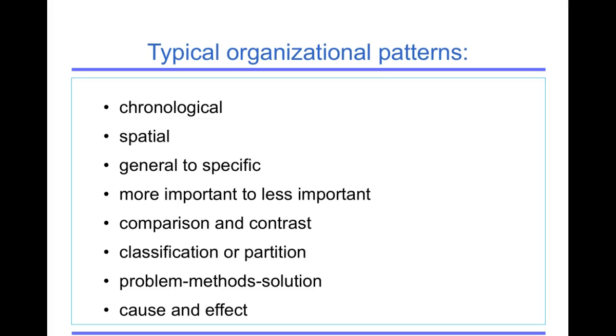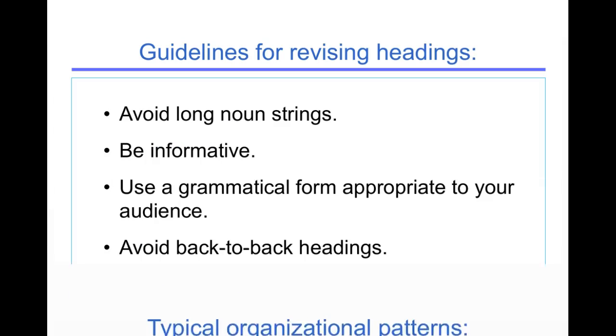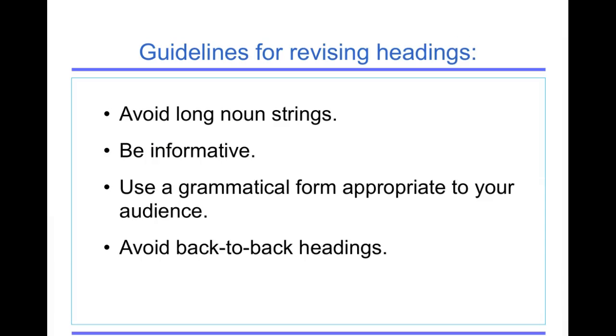Classification is putting something into a group, so grouping like items, and partition would be breaking them into pieces and showing the different parts of them. Problems, methods, and solution. Here's the problem. Here's the method I used to create this solution. And then cause and effect. If you do this, then this will happen. So those are different kinds of patterns.